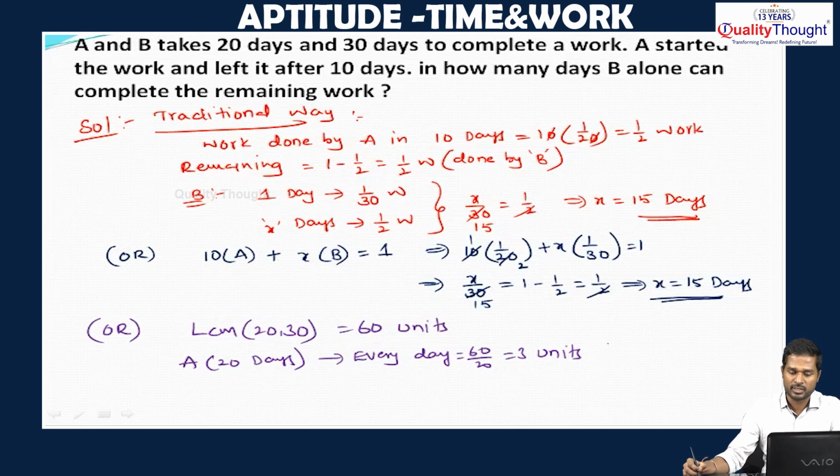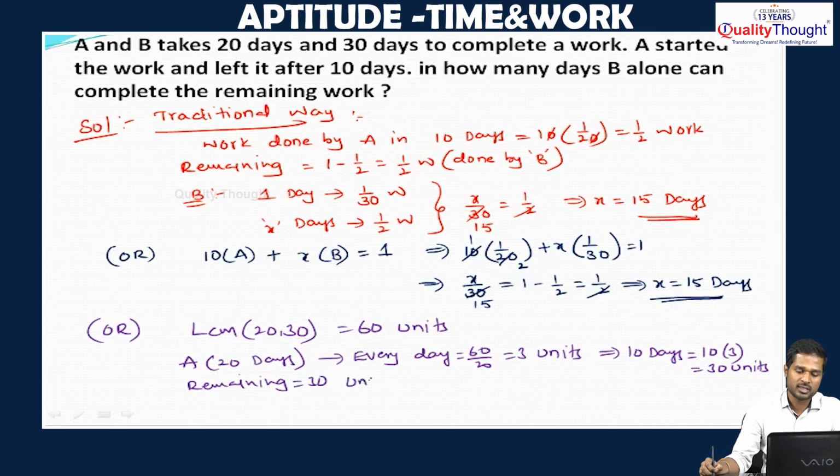Now how many days did he work? So in 10 days he completed a work of 10 into 3, that is 30 units. Out of 60 units, A has completed 30 units of work, and still 30 units of the work is remaining. So the remaining work is 30 units. This 30 units will be done by B. Now see what B will do.